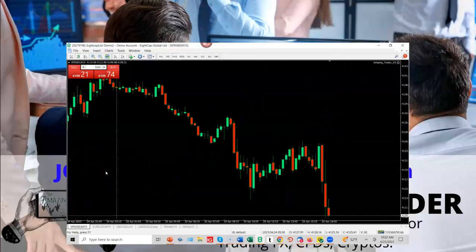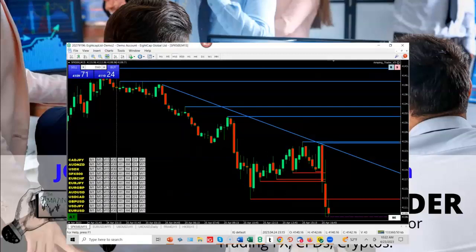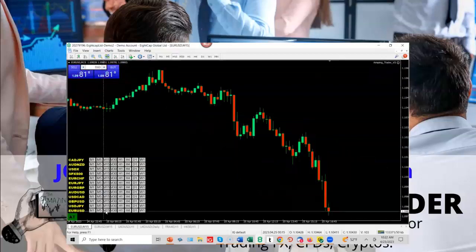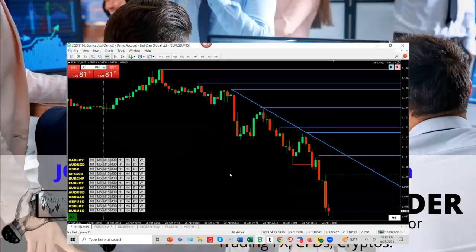S&P, 15-minute. Looking really weak. Make Michael happy. And here's the euro dollar here. So right now I see two possibilities. I see a directional indicator in euro sterling.